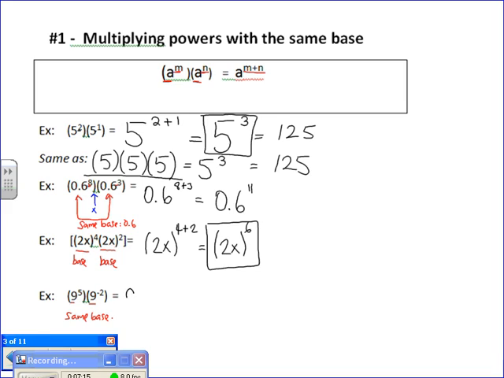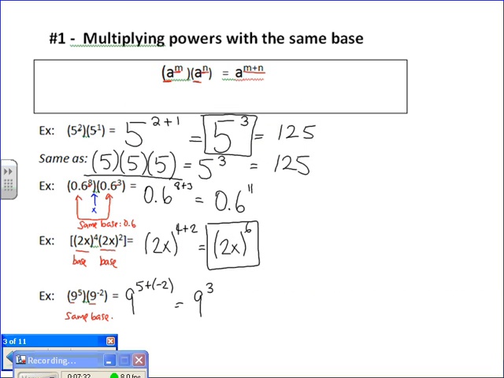So we have 9 as our base, 5 plus negative 2. So you add them exactly how you see them. If one of them is negative, it stays negative while we're doing the addition. So 5 plus negative 2 is equal to 3. 5 plus negative 2 can also be written as 5 minus 2, and that's equal to 3. So there's my final answer, and I'm going to leave it like this for now. I could figure out what 9 times 9 times 9 is, but we're just going to leave it as a power. Okay, great.